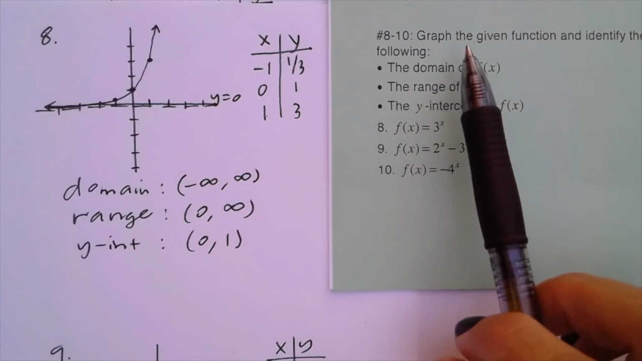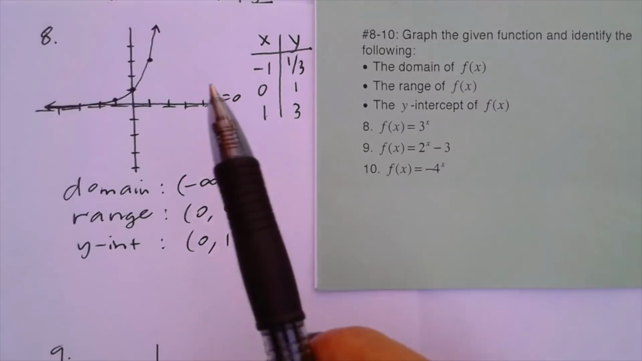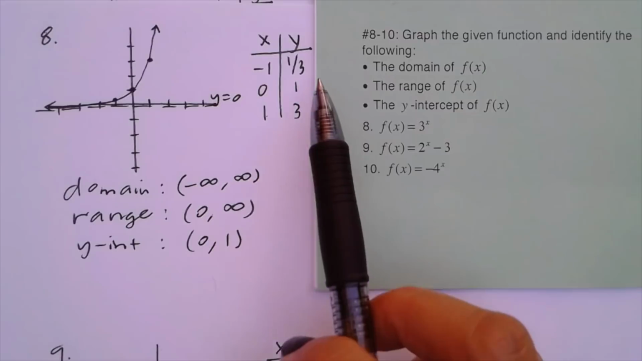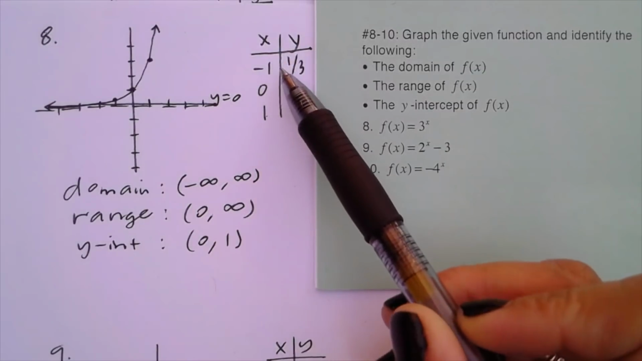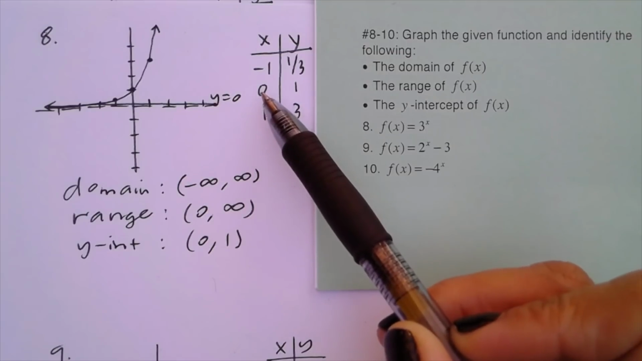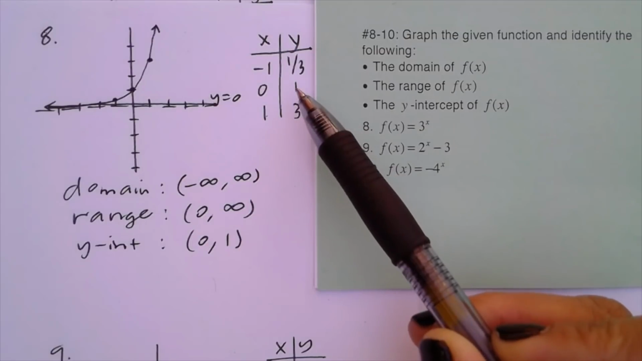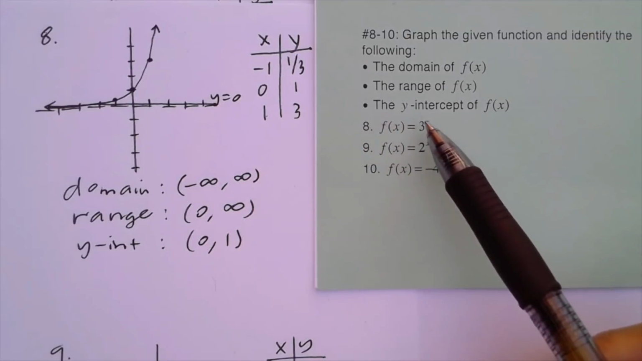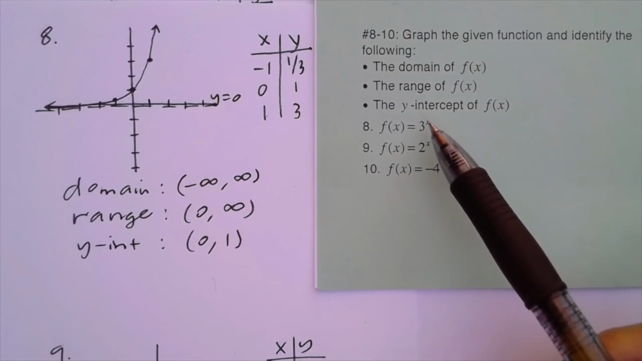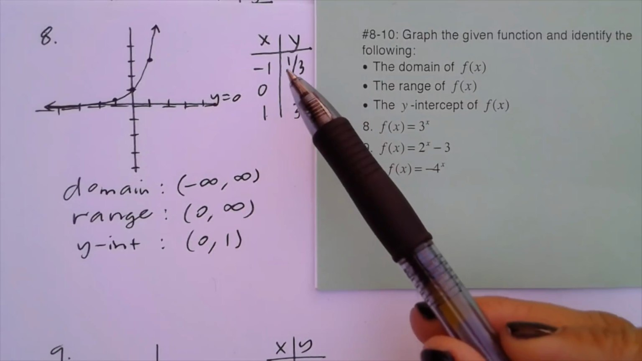For problem number 8, it says graph the function and identify the following. So we have 3 to the x. Anytime you have an exponential function, you can always make an xy chart. So for my xy chart, I used -1, 0, and 1. And I'm going to start with plugging in 0. So if you plug in 0, 3 to the 0 is 1. And so I put a 1 right here. And then if you plug in 1, 3 to the 1 is 3. And then if you plug in a -1, 3 to the -1, a negative exponent flips the 3 so that it goes on the denominator, so you get 1/3.